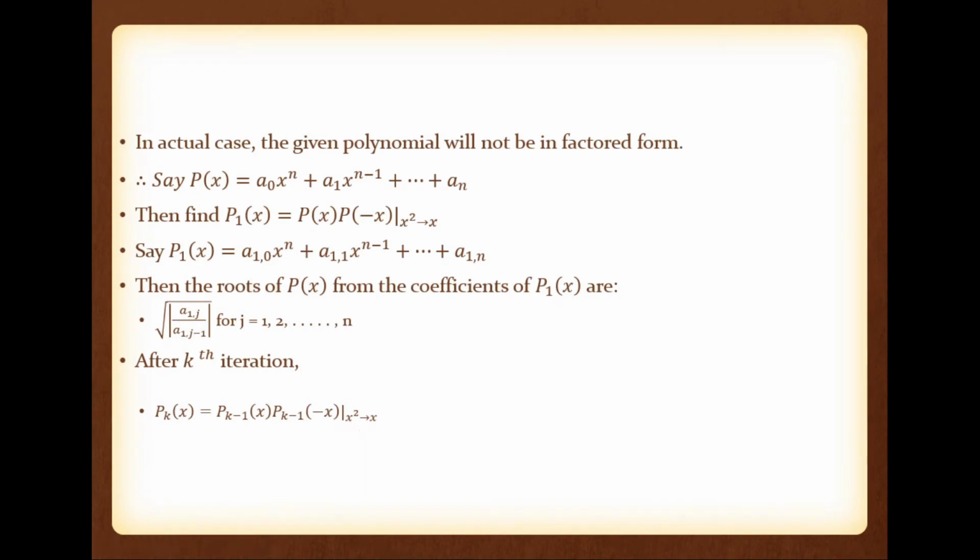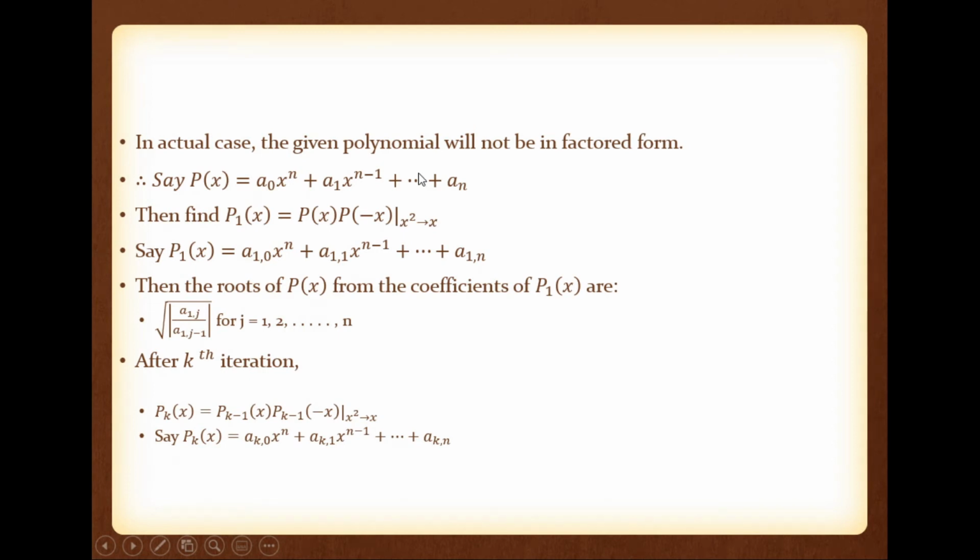So for convenience, say pk of x is equal to ak comma 0 x raised to n plus ak comma 1 x raised to n minus 1 plus etc. plus ak comma n. So this is the nth degree polynomial pk of x after the kth iteration. Okay, so we can find the root of the original polynomial. Actually we can't find the root of the original, we can find the absolute value of the root of the original polynomial.